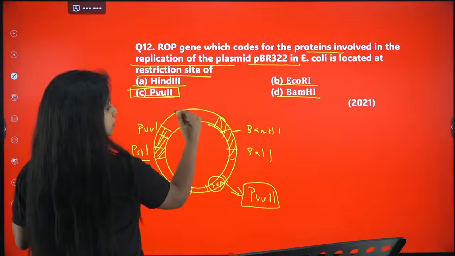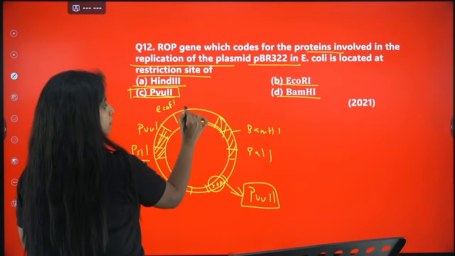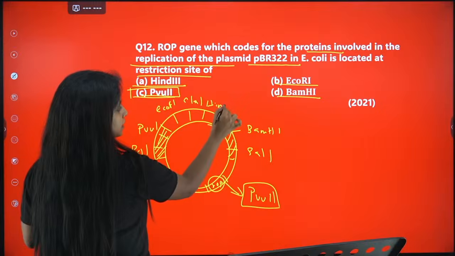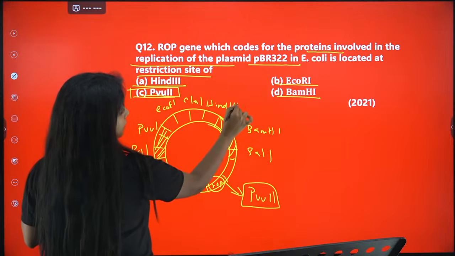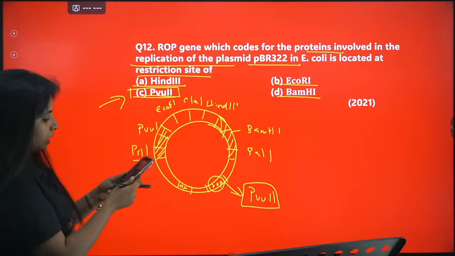Now there are three of the things over here also. One is the EcoRI site. EcoRI is there. ClaI is there, and also the HindIII site is there. Okay, HindIII site is there. So basically your answer for this question would be C.